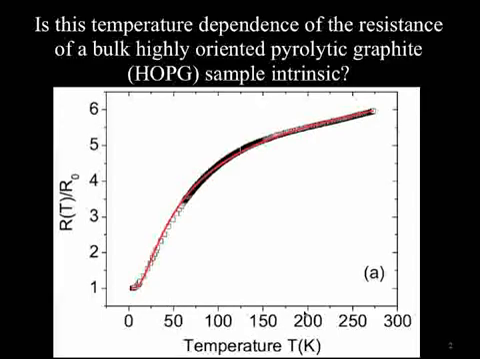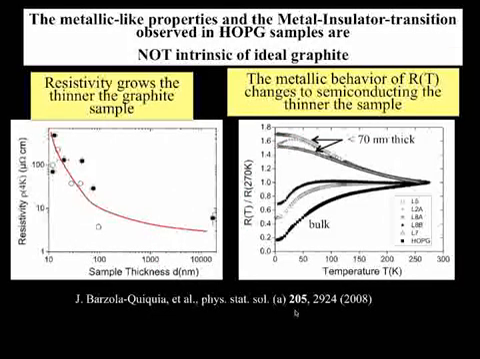For years, we all believed that the metallic-like behavior, as well as the lower absolute resistivity of the graphite sample, the more ideal is the sample. Well, you can see in these two figures that these assumptions were not really correct.